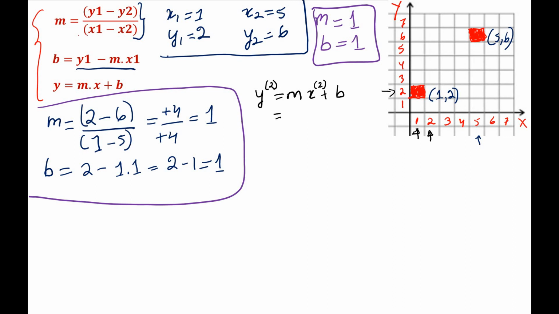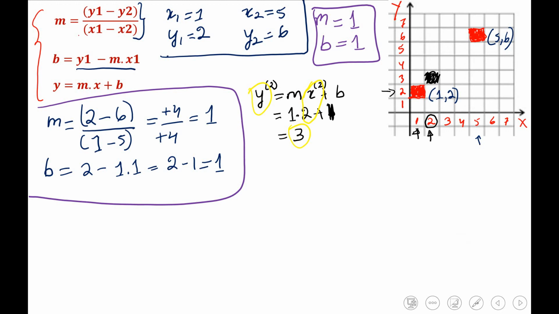We already know that m is 1. The next value that x will take is 2. We already know that this is the next position for x. If we put 2 here, and b is 1, this will be equal to 2 plus 1, which means it will be 3. The next position of y will be 3. When x is 2, y will be 3.